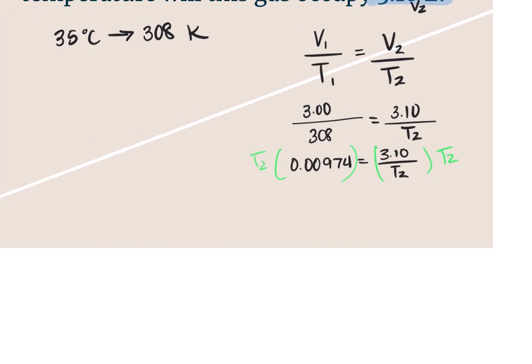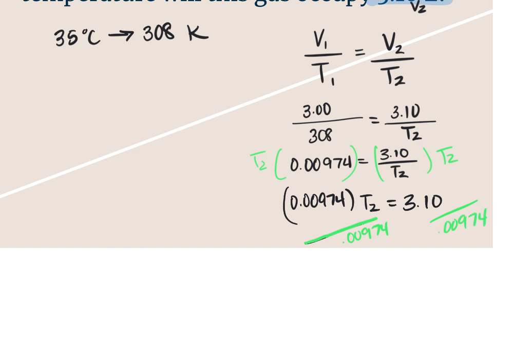Let me scroll down here, running out of room. So 0.00974 times T2 is equal to 3.10. I want to get T2 by itself, so I'm actually going to change my color. I'm going to divide this by 0.00974, same thing on this side. And what I find, T2 is equal to 318.3 Kelvin in correct sig figs.